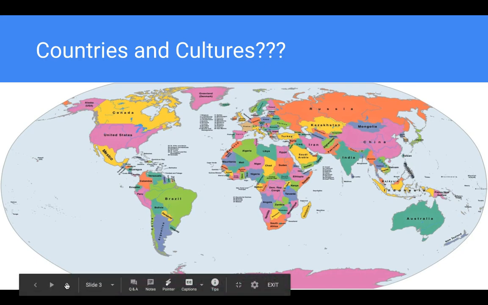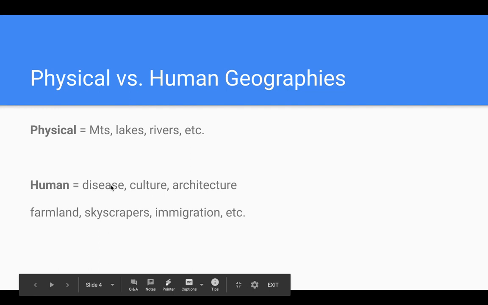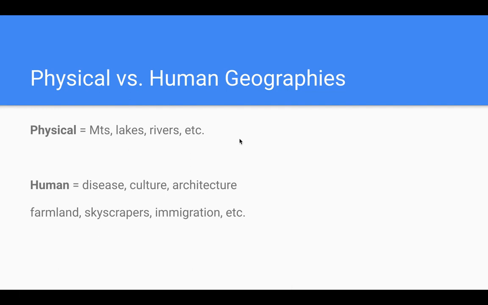So, okay, so what is human geography if it's not just that? Well, first we need to understand what the difference is between physical and human geography. So, physical geography is mountains, lakes, rivers, plateaus, peninsulas, that kind of stuff. Human geography is the human side of it. So, anything that has to do with people. Examples I gave here: disease, culture, anything with culture, architecture, farmland, skyscrapers, immigration, anything that humans do over the landscape. And that is, it turns out, quite a lot of different things.